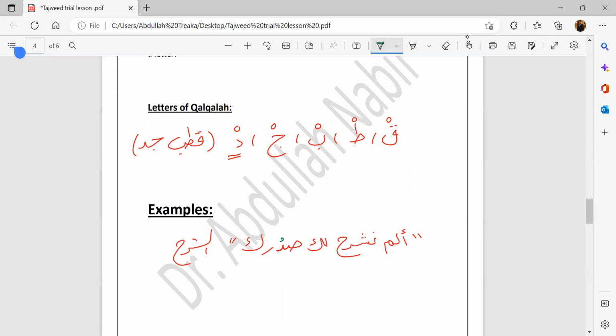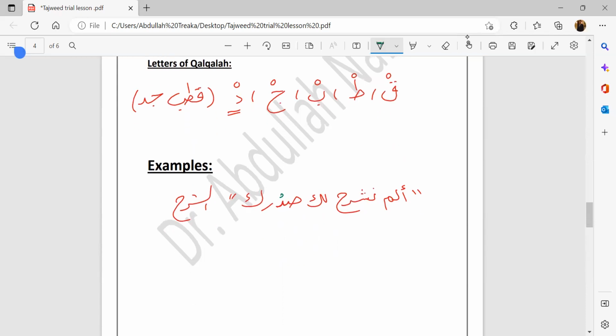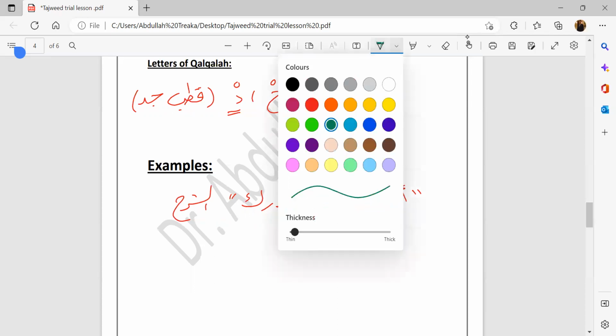Qalqala is a movement between a letter with sukoon and a letter with movement. If it's sukoon, you will say صدرك. If it is mutaharrik, we will say it differently. The qalqala is close to the movement of fatha, قريب من حركة الفتح. So you say ألم نشرح لك صدرك.